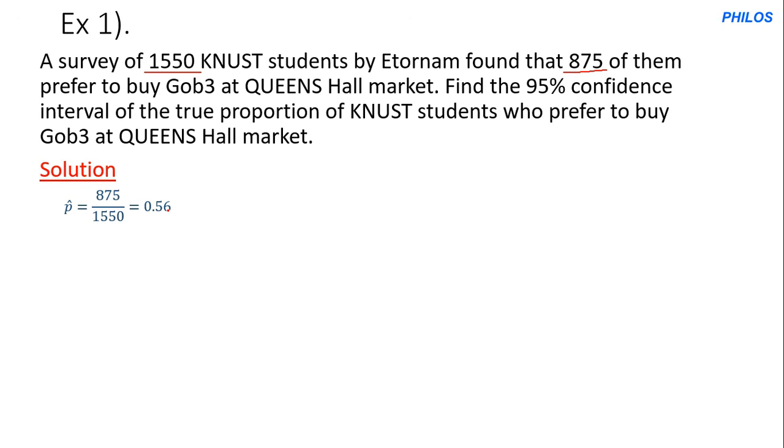Now after getting your p hat, you can find q hat also. To get q hat, you just say 1 minus p hat. So 1 minus 0.56 will give you 0.44. Now the question says 95% confidence interval. Remember, in the Z distribution, anytime you have 95%, your Z-score will be 1.96.